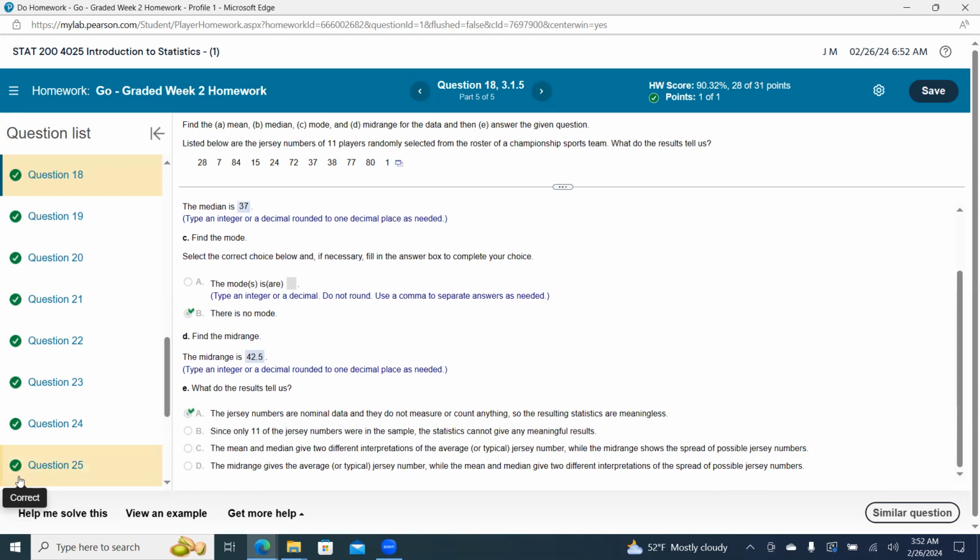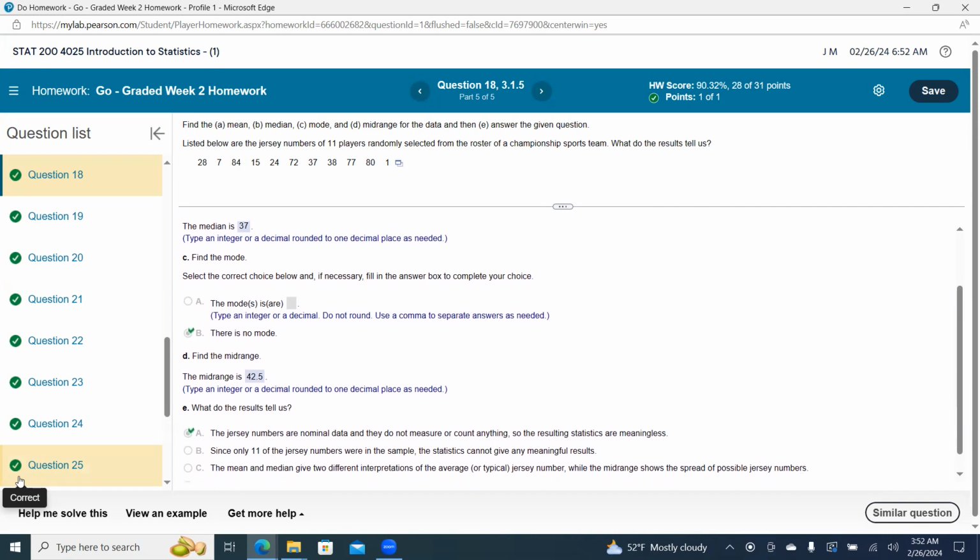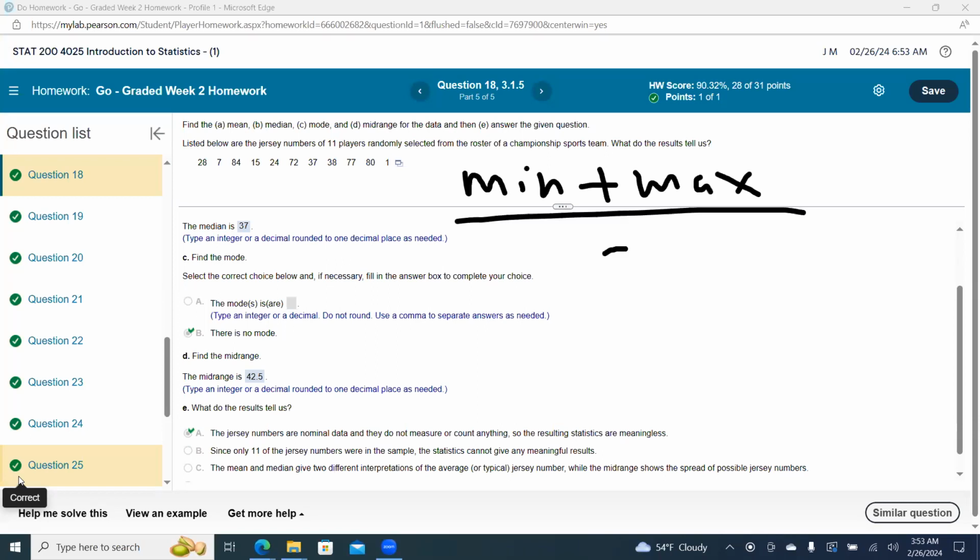Okay, so the mid-range. They ask a few strange things that I wouldn't say are unimportant, but they're not nearly as important as the other stuff. If they ask for the mid-range, it's literally just a formula. We said the min and the max, didn't we? The mid-range is the minimum value plus the maximum value divided by 2.